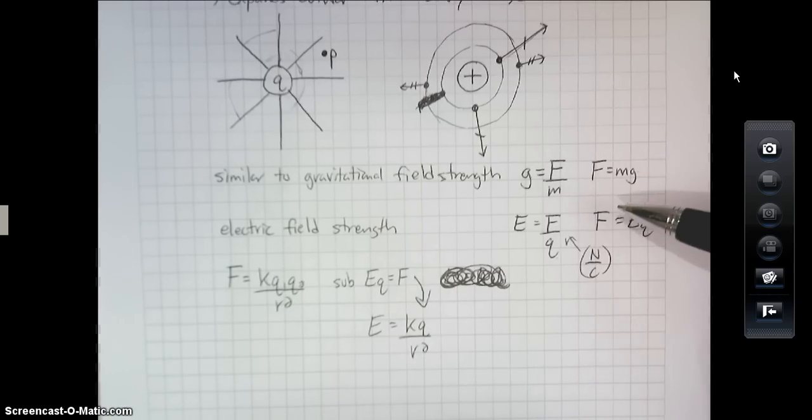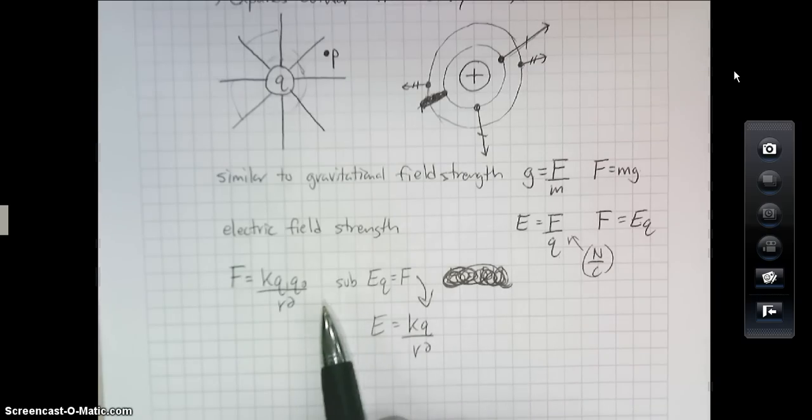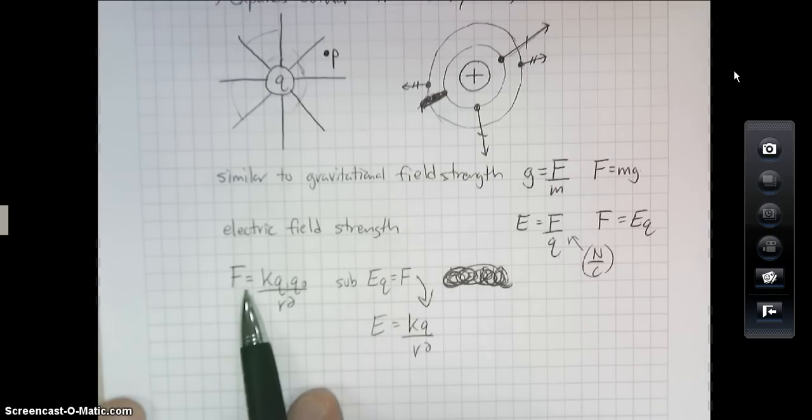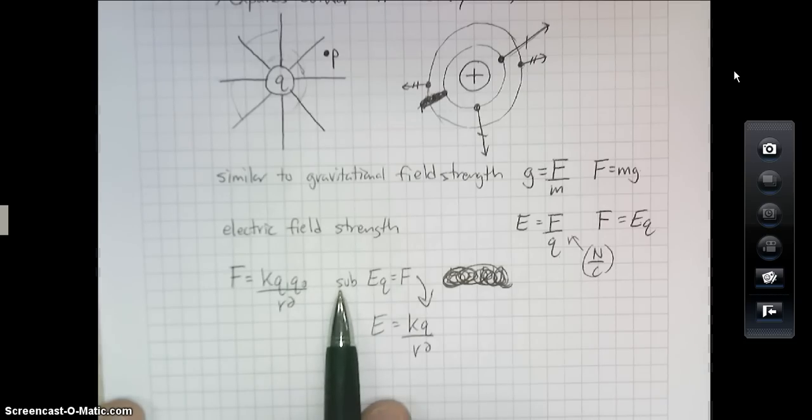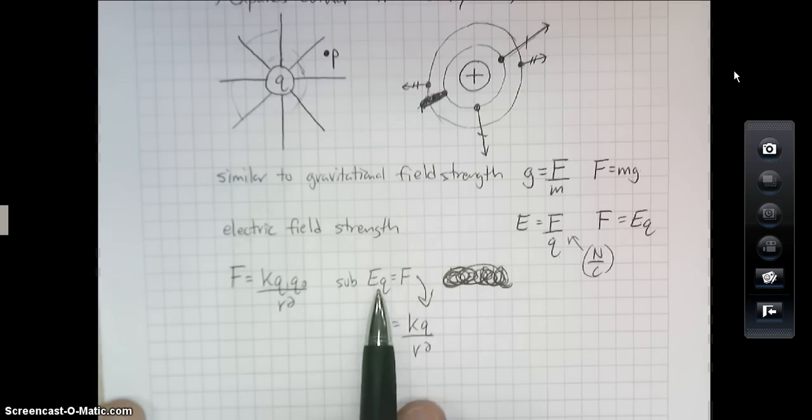We can also write electrical field strength in terms of Coulomb's law. We had F is k q1 q2 over r squared. If we substitute in E q for F, with that little substitution, we can get the electrical field in terms of k q over r squared.